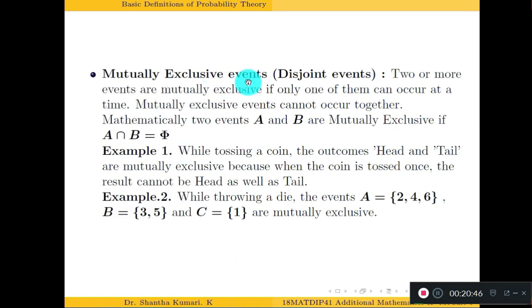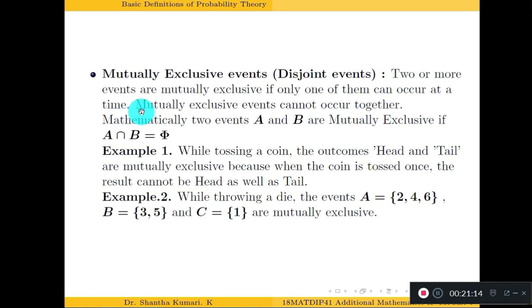Mutually exclusive events. Under set theory, we used the term disjoint sets. When you say that two sets are disjoint, they do not have any common element. Same idea we use here. Two or more events are mutually exclusive if only one of them can occur at a time. So both events cannot occur together.